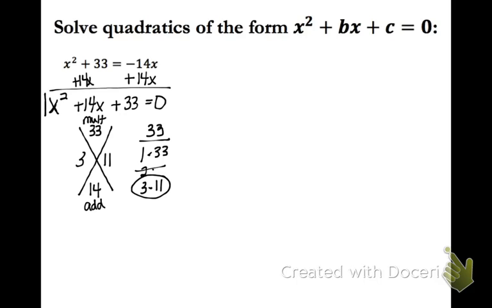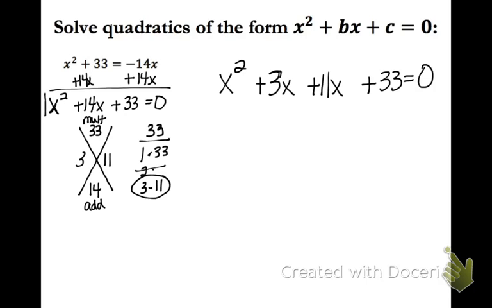Okay, the next step we're going to rewrite. So we're going to keep our x squared and our plus 33 equals 0. But we're going to rewrite our 14x term. We're going to use 3 and 11. So let's put plus 3x plus 11x. We can do this because 3x plus 11x is the same thing as 14x. So we haven't changed anything really.